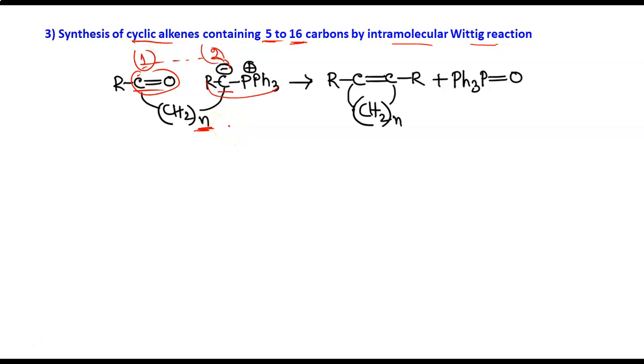So here in intramolecular Wittig reaction, even if there are any other groups present, suppose it is not CH2 whole N, suppose there is any other group, then also there will be no such problem, because this reaction is very selective. This carbonyl will only react with this carbanionic part of the ylide. It will not react with any other part. So ultimately we are getting this type of ring structure, and depending on the value of N, we can get different ring sizes.